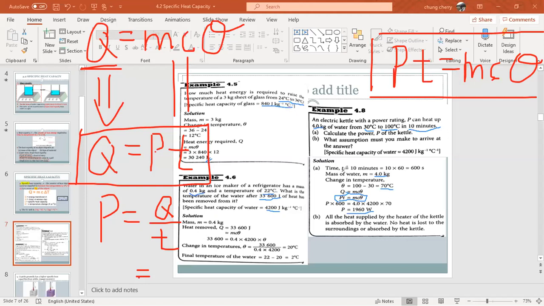Part B: what assumption must you make to arrive at the answer? For anything related to a heat experiment, we must assume that no heat is lost to the surrounding. If we didn't assume this, the lost heat may affect our value. So we must assume that no heat is lost to the surrounding. Clear?